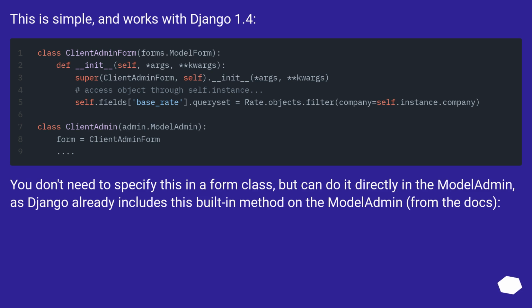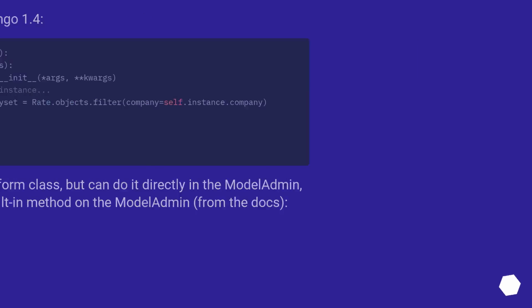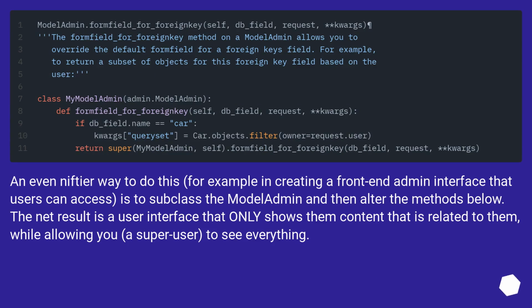You don't need to specify this in a form class, but can do it directly in the ModelAdmin, as Django already includes this built-in method on the ModelAdmin, from the docs. An even niftier way to do this, for example in creating a front-end admin interface that users can access, is to subclass the ModelAdmin and then alter the methods below.